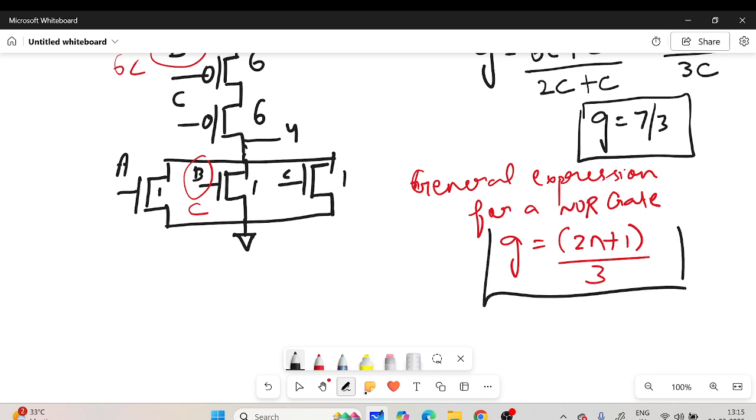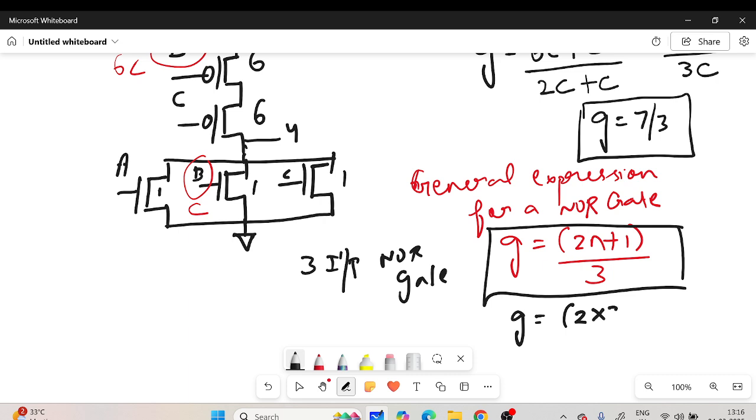Let me take a 3 input NOR gate. If I am considering a 3 input NOR gate, what will be the value of G? It is equal to (2 into 3 plus 1) divided by 3, that results in 7 by 3. You can see that both the values obtained, by substituting into the general expression and by considering the aspect ratio of the transistor, remain the same.